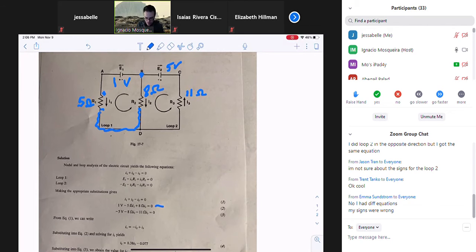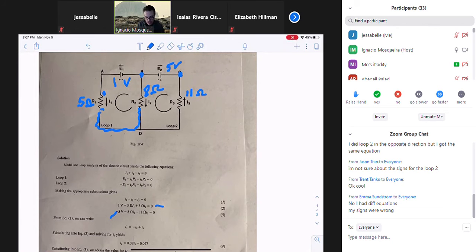Now, we're going to do the same thing here at C. Notice now that when I go to the battery, I encounter the high voltage first. So I'm going from high voltage to low voltage. So I'm going down in voltage as I go around counterclockwise. I go from high voltage to low voltage in the battery. So that's why there is a negative sign right there.